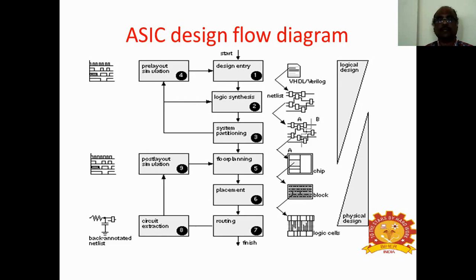The eighth is extraction. Definitely, there will be parasitic resistance and parasitic capacitance after making the circuit connections between the logic cells. So that is what is called determining the resistance and capacitance of the interconnect. Because of this interconnect resistance and capacitance, the functionality of the chip may get affected.